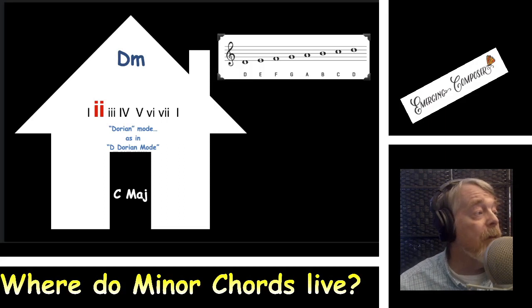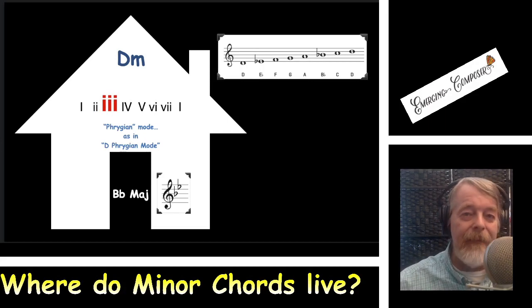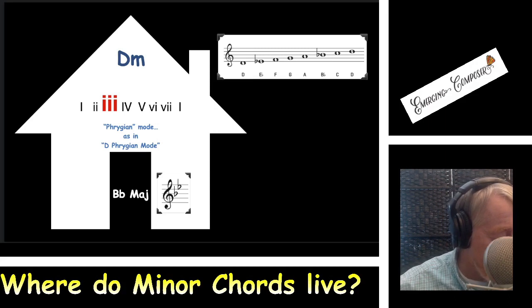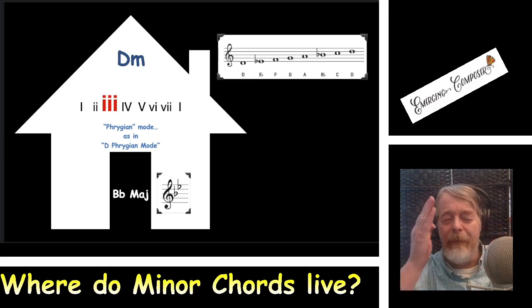Now, the D minor chord can also exist as a 3 chord, this time in the key of B flat. All right, B flat, C minor, D minor, E flat major, F major, G minor, A half diminished, back to B flat. There we go. Got to put my B flat hat on.